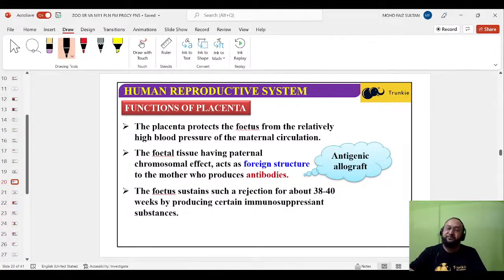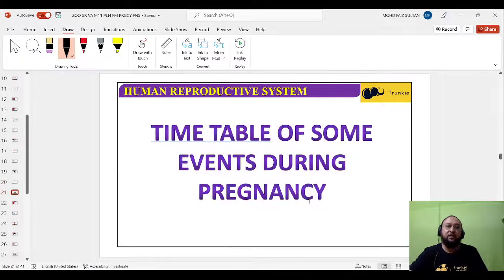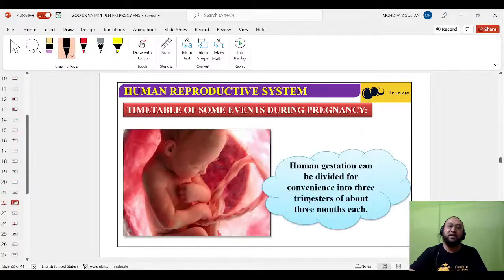Now, another point is that the table of events during pregnancy is there.